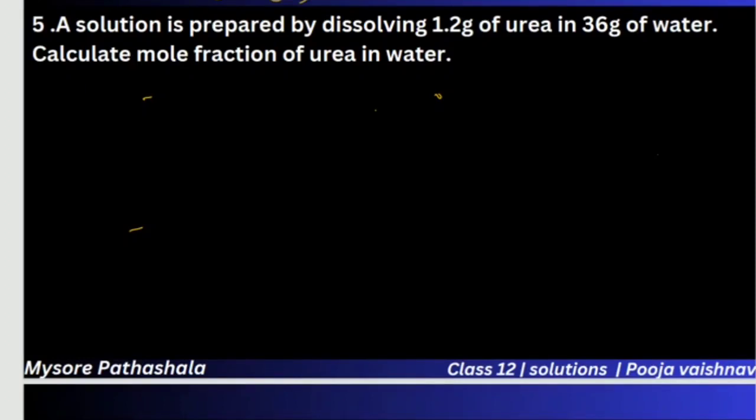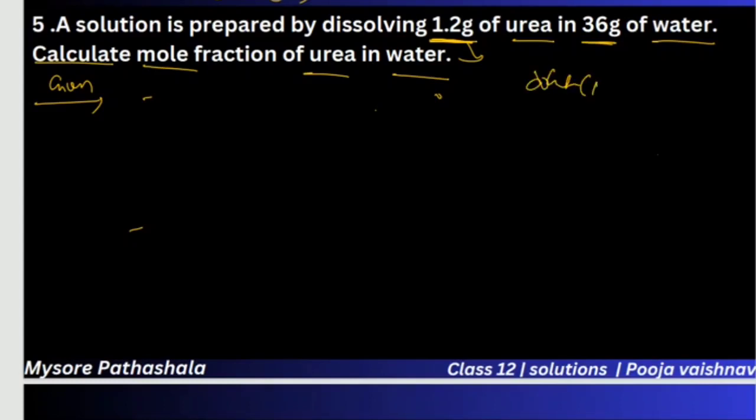Now, a solution is prepared by dissolving 1.2 gram of urea in 36 gram of water. Calculate mole fraction of urea in water. So, what is the given here? Given data is 1.2 gram. So, generally one trick I would like to give: solute is what is present in lower quantity, means small quantity. So wherever you find a smaller number in terms of gram, you can consider it as W of solute. Mass of solute you can consider.